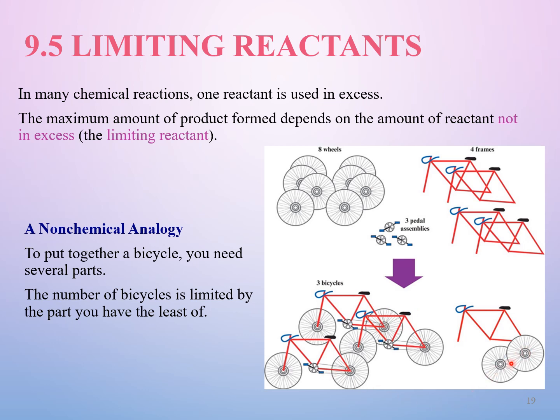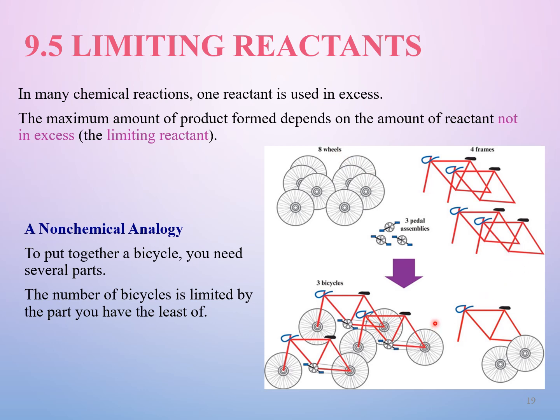And then we have extra stuff. We have 2 extra wheels, 1 extra frame. We don't have enough pedals, so we couldn't make another bike. So what we end up making is just 3 bicycles. Okay, so this is where we have limiting reactant and excess reactant. In this case, the thing that causes us to stop making our product, which in this case is bicycle, is our limiting reactant because we ran out of pedals. Pedals is a limiting reactant. And the other guys that we have extra of, like extra frame, extra wheels, those are excess reactants.